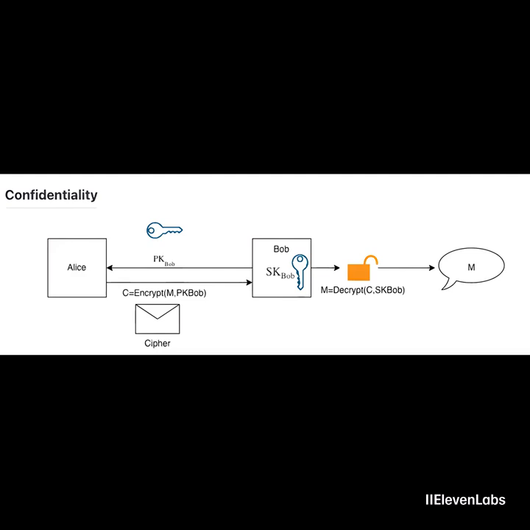Decryption by Bob. Bob receives the ciphertext from Alice and uses his private key to decrypt and recover the original message, ensuring confidentiality.